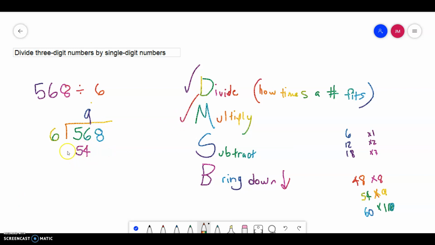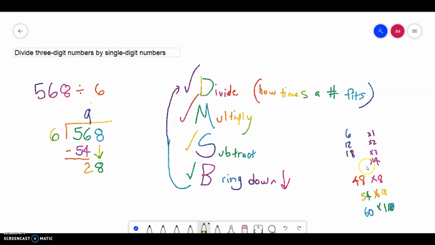Subtract. 56 minus 54 equals 2. We just subtracted. Bring down. Bring down, if possible, we bring down a number, 28. Okay, now we have to start over again. Go back up to the division. How many times does a 6 fit into 28? So as you can see down here, we were already almost there.